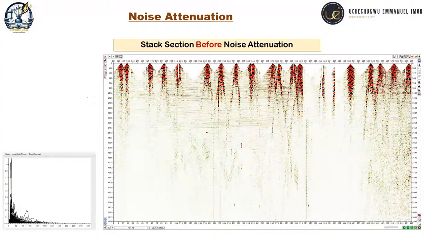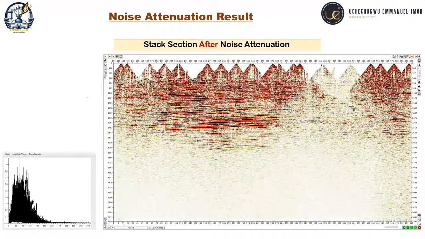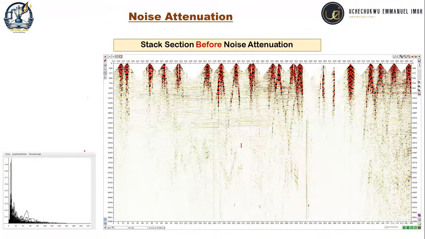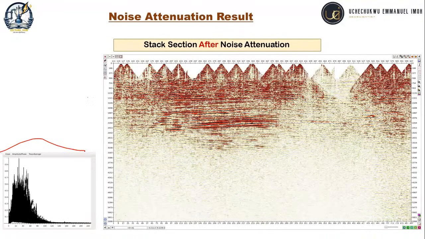Generally, after you attenuate noise in your seismic data, this is typically how your stack section before noise attenuation looks. After you attenuate noise, you see the improvement in your stack section and an improvement in the spectrum. The spectrum is the small box on the left, what we call the frequency spectrum. Before and after, you can see an improvement in the broadband of your frequency spectrum. So that's typically what happens.